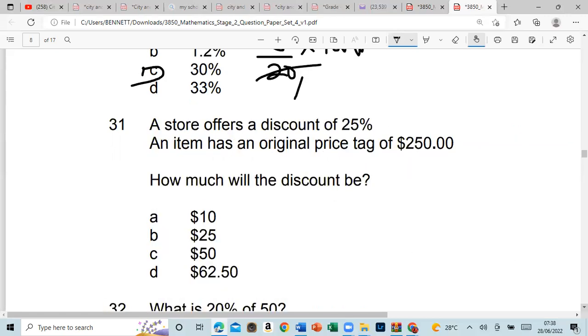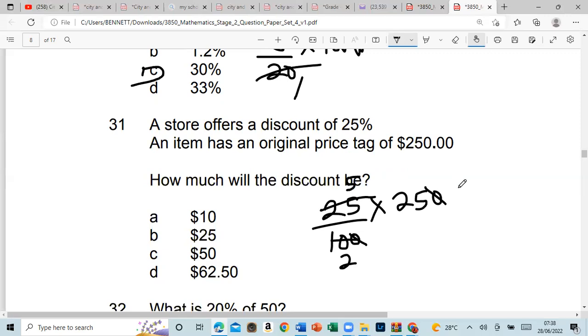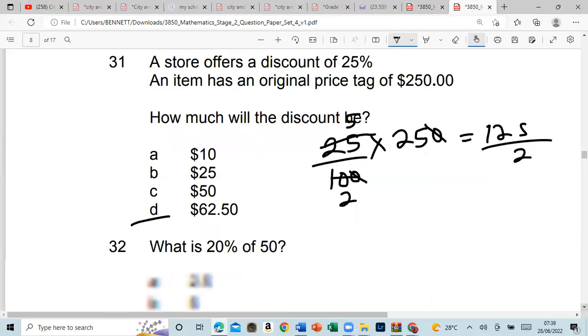A store offers a discount of 25% on an item with an original price tag of 250. So 25% is the same as dividing by 4. That would be 6,250. Well, let's just work it out. Alright, so this done, this done. 5 into this, 2, 5 into this, 5. So this now, 5 times 25, 125 by 2. As I said, it's $62.50.